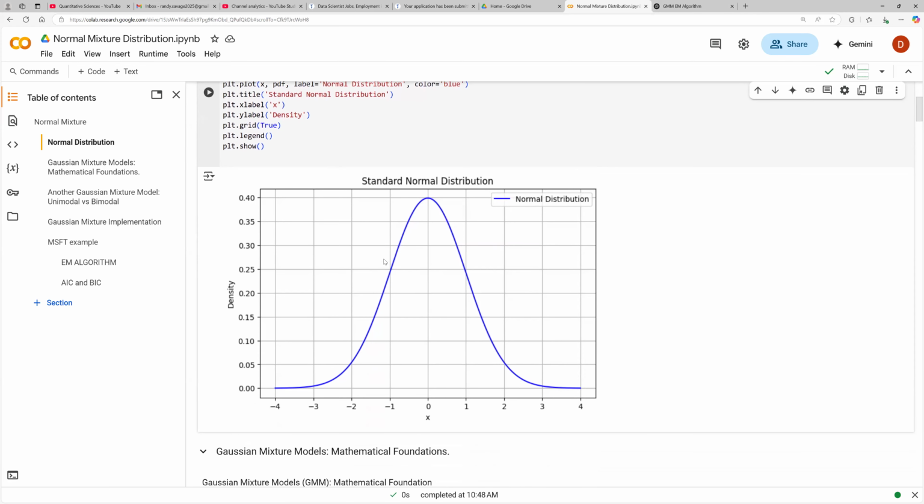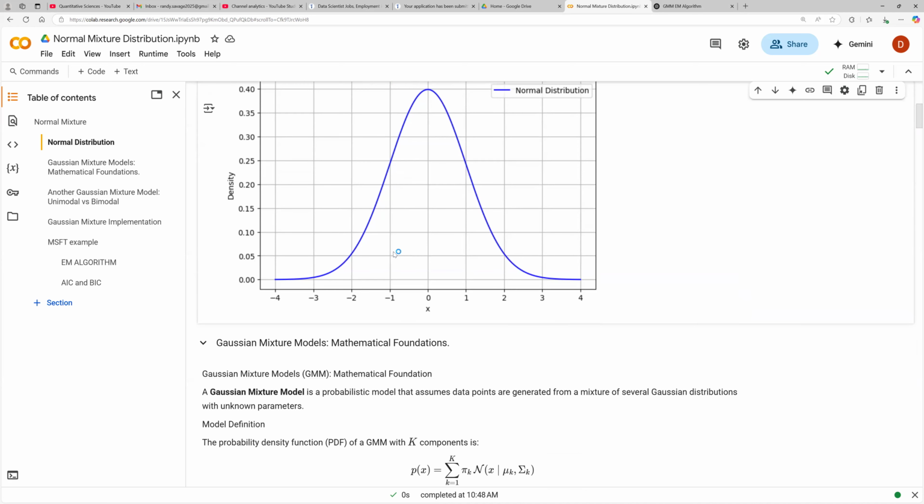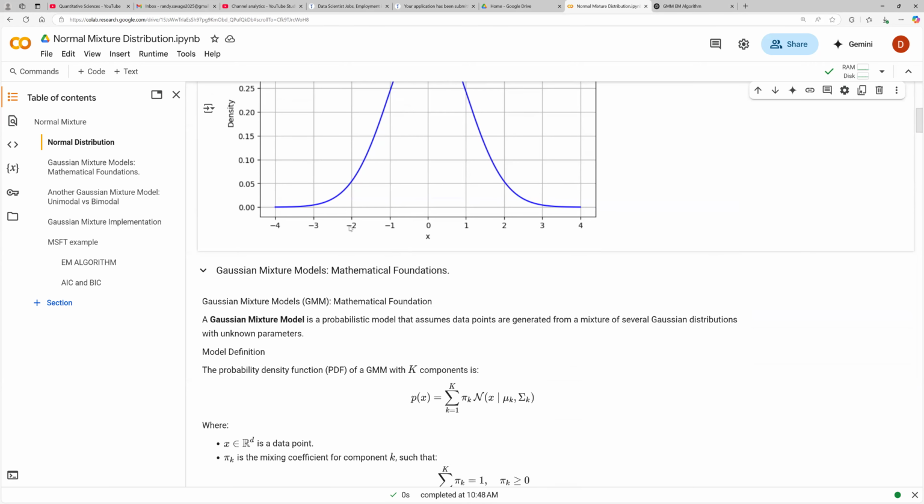If we explore outcomes in other domains, for example in finance, this might not capture the actual dynamics that occur. For example, if there are two market regimes, one could be very calm and one could be very volatile. In those kinds of cases, we use something called the Gaussian mixture.